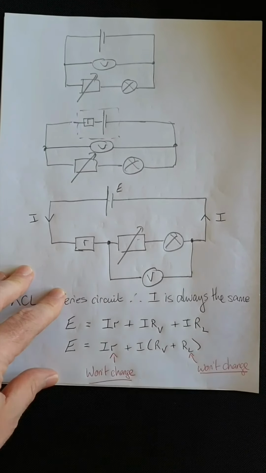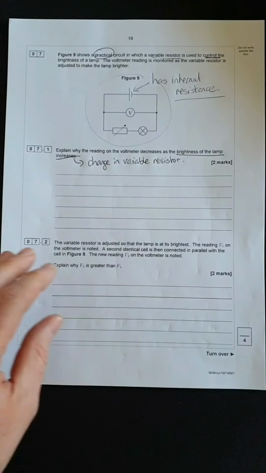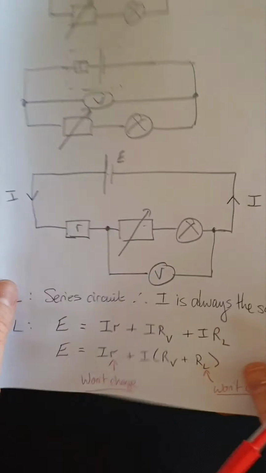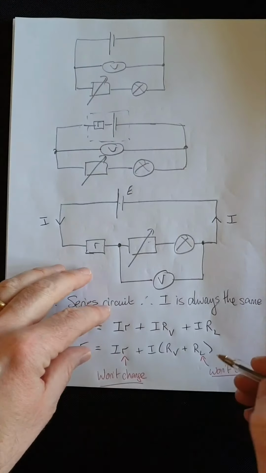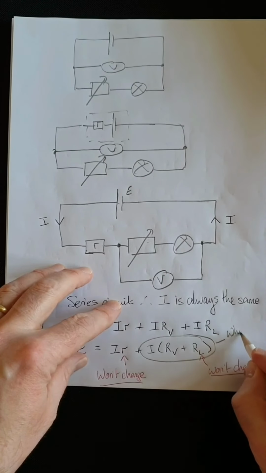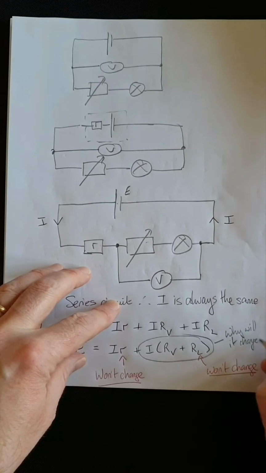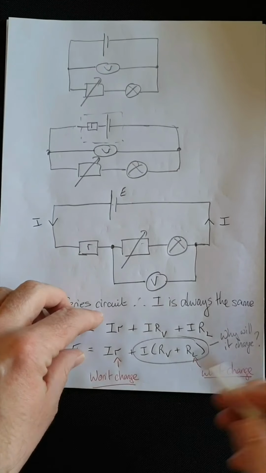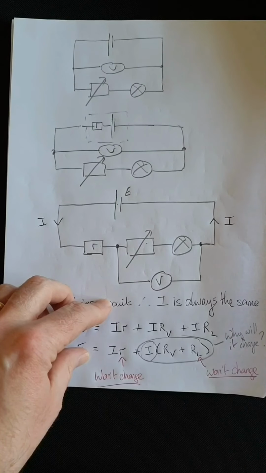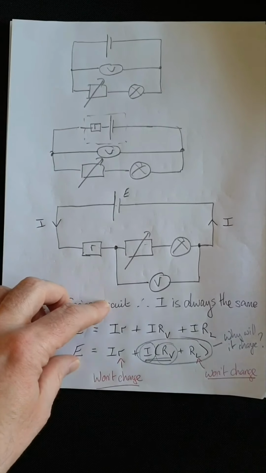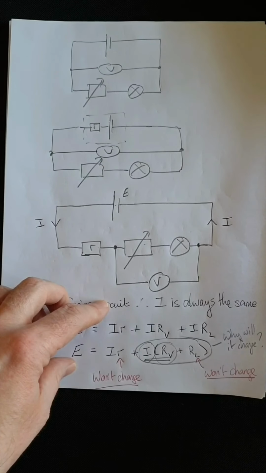So really what we're thinking about, because the question is asking us why the reading on the voltmeter decreases, is why this value will change, in this case decrease. There are only two possibilities here. The current decreases and this changes. These are the only things that can change inside this circuit.